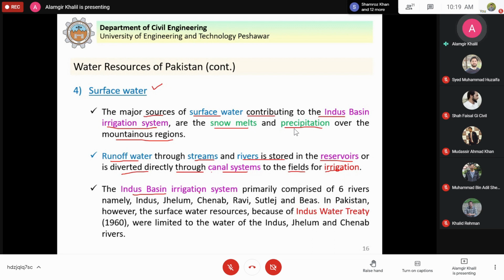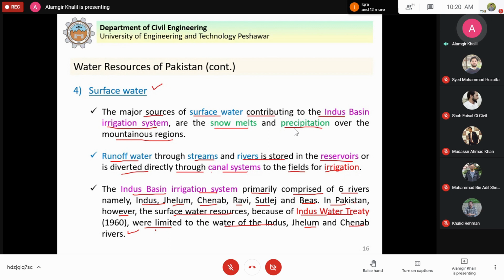The Indus Basin irrigation system primarily comprised of 6 rivers, namely Indus, Jhelum, Chenab, Ravi, Sutlej and Beas. In Pakistan, however, the surface water resources, because of the Indus Water Treaty, were limited to the water of the Indus, Jhelum and Chenab rivers only.